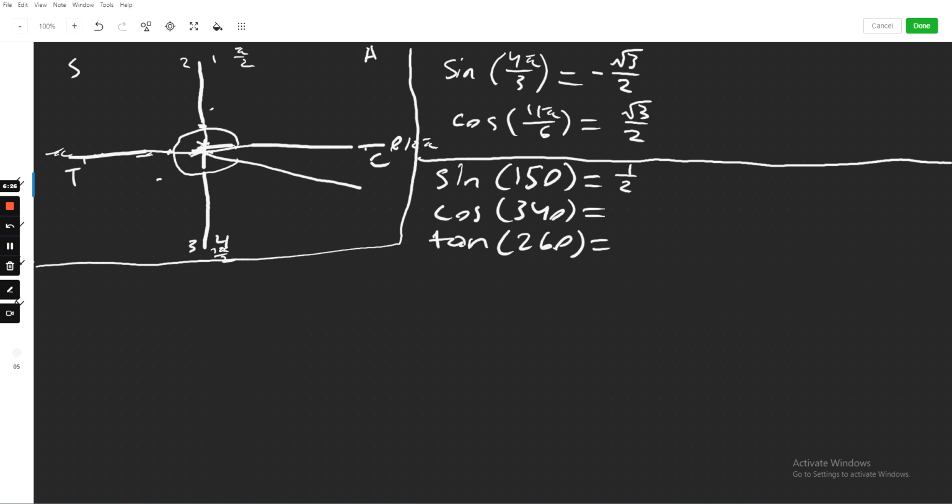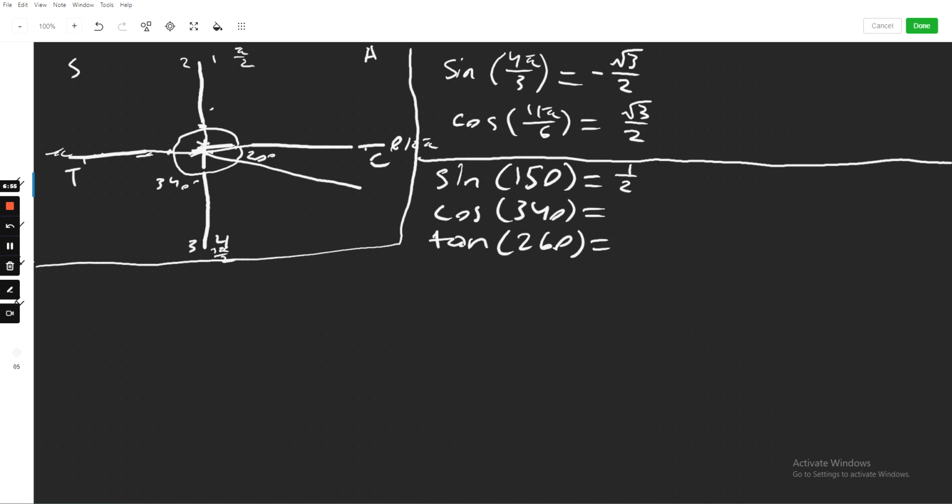So this is 340, while the remaining will be 20 degrees. This is not a special triangle, so we could use a calculator to evaluate this. As we see, the terminal arm is in quadrant C, where for cosine, a cosine ratio would be positive. So we don't have to change the sign of this trig ratio, and we just evaluate.